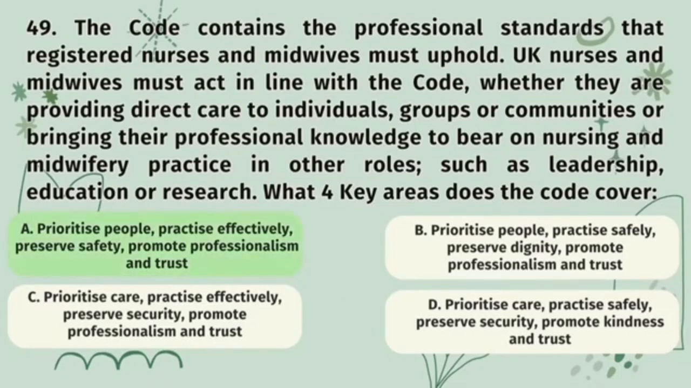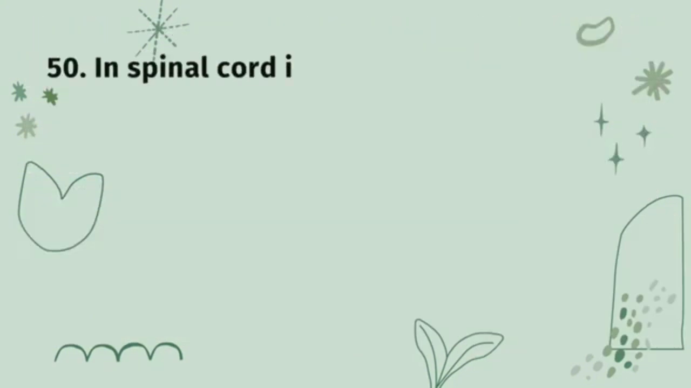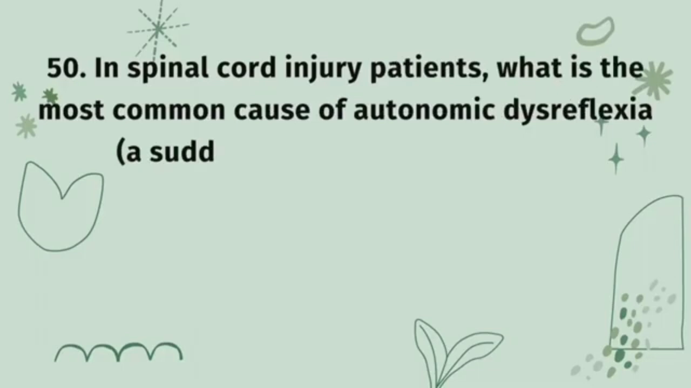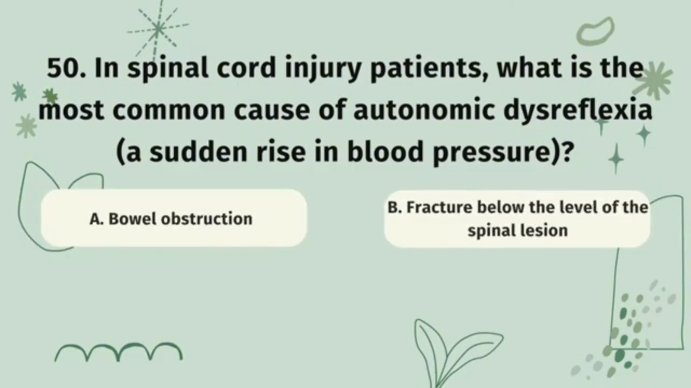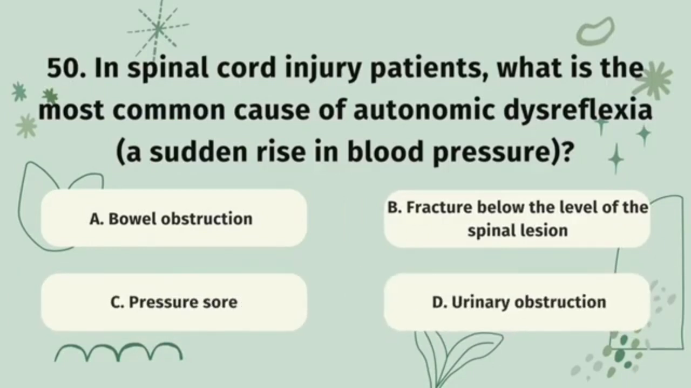The correct answer is A. Question 50. In spinal cord injury patients, what is the most common cause of autonomic dysreflexia, a sudden rise in blood pressure? Option A. Bowel obstruction. Option B. Fracture below the level of the spinal lesion. Option C. Pressure sore. Option D. Urinary obstruction.